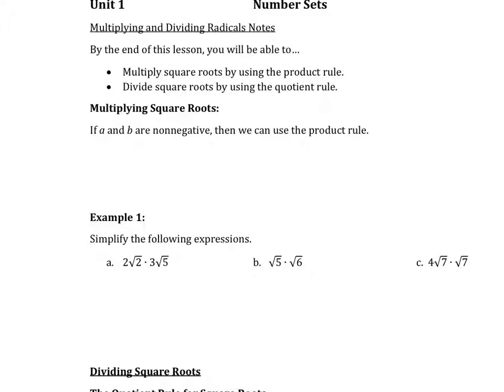So again, this is saying if we have the square root of some number times the square root of another number, we can combine those together and do the multiplication under one square root. So the square root of a times the square root of b is the same as saying the square root of a times b.